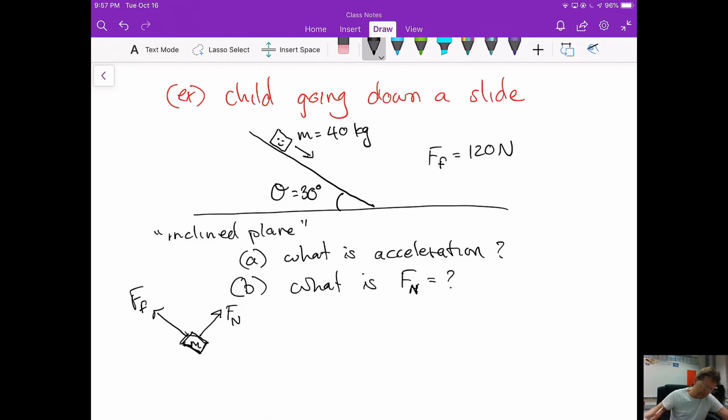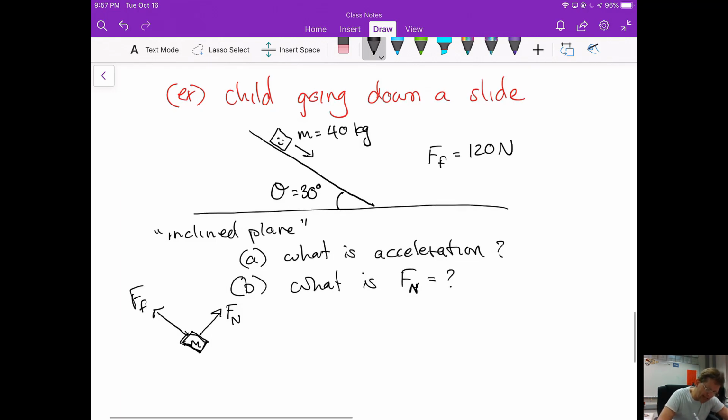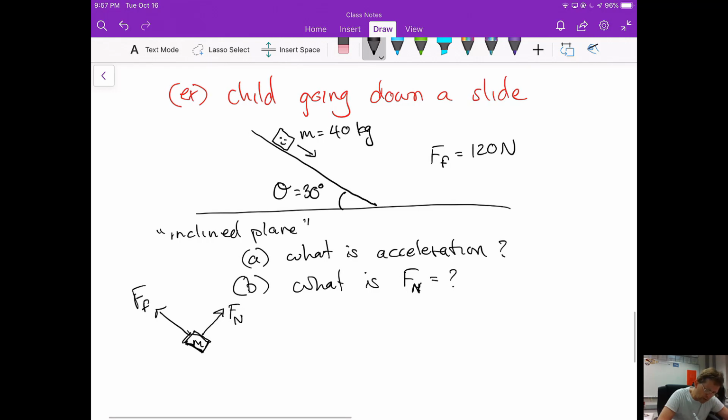Okay. Then is there a spring attached? No. What am I forgetting? Is there gravitation? Yes. Does the child have a weight? The answer is yes. And what's the direction of the weight? Careful. What's the direction of the weight? It's not perpendicular. It's not in the opposite direction of the normal force. It's straight down towards the ground. So it has a weight equal to the gravitational force.